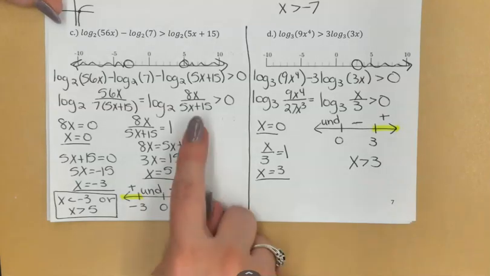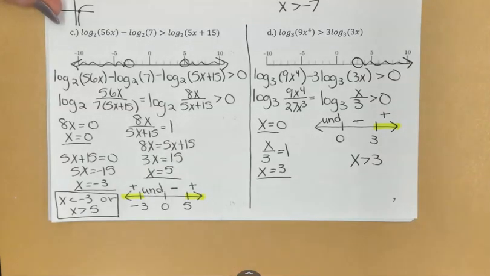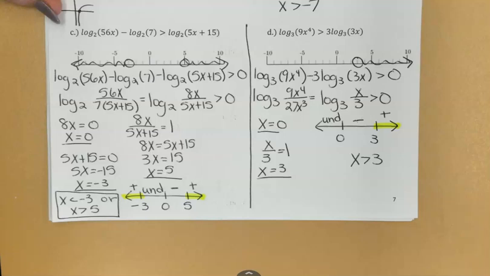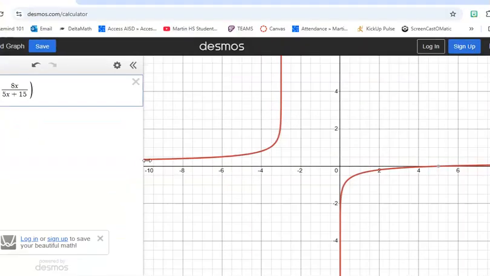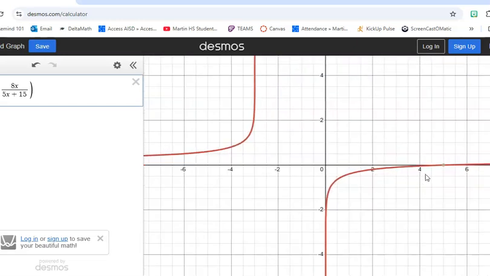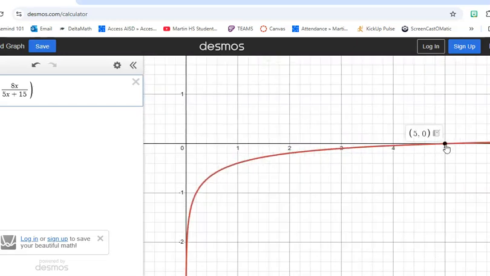So if I were to graph log base 2 of 8x over 5x plus 15, that would look like this. So as you can see, before negative 3 I do have those positive y values, and then I have a vertical asymptote here. My graph is undefined until 0. And then at 0, I'm starting off with negative y values until this switch point of 5. So those were my 3 critical points, negative 3, 0, and 5.